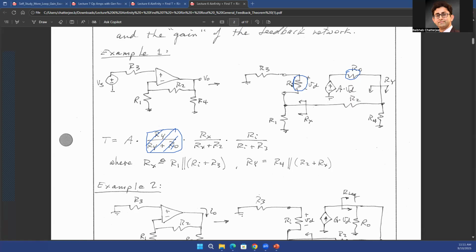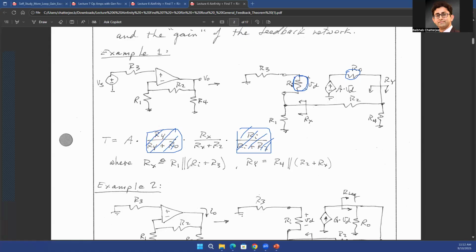If the input impedance of the op-amp is infinitely large, then Ri divided by Ri plus R3, that also goes away because Ri is infinitely large. R3 is of course a finite value. And again, you have Ri in the denominator as well. So this term is also equal to 1. So this will also go away. What you are left with is just Rx divided by Rx plus R2.